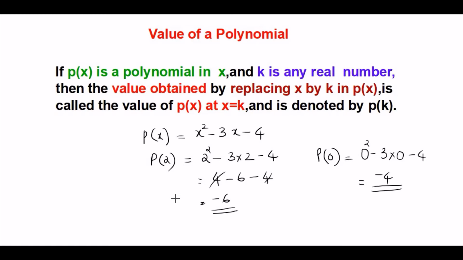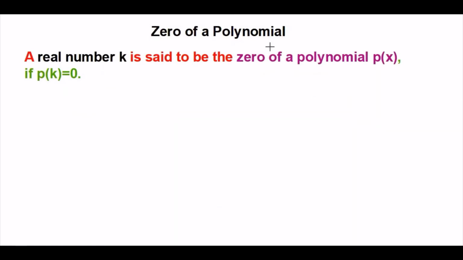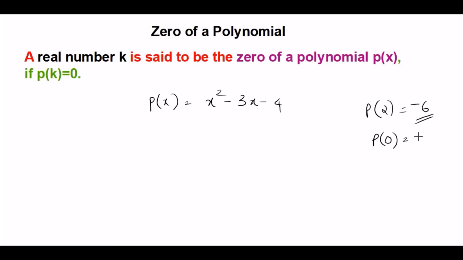Now let's see what zero of a polynomial is. A real number k is said to be the zero of the polynomial p of x if p of k is equal to 0. Let's check with the same example, that is, p of x is equal to x square minus 3x minus 4. We gave some values for x like p of 2 and we got the value of the polynomial as minus 6. And when you substituted p of 0, you got it as minus 4.